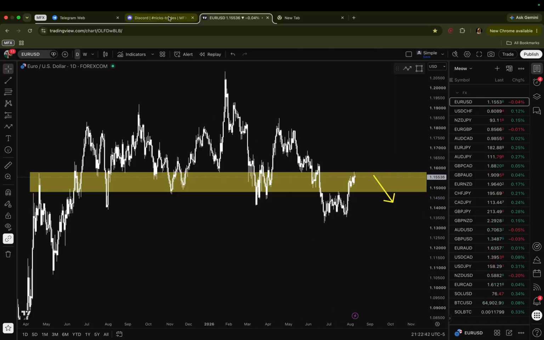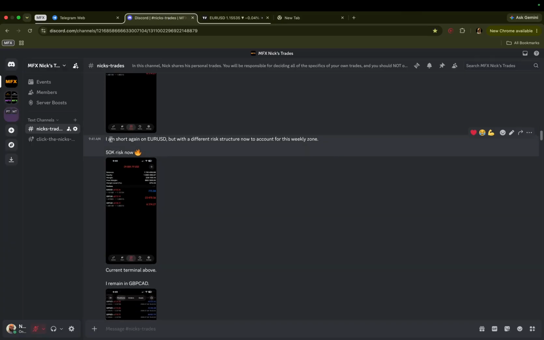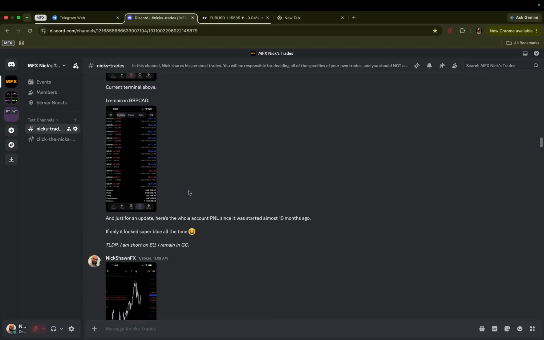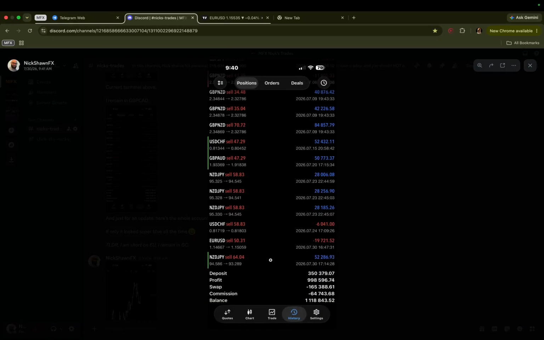So in Euro USD, when we're going here, you see I put I'm short on Euro USD with a different risk structure, $50,000 of risk now. And I remained in GBP Canadian dollar. So this is what it had looked like.